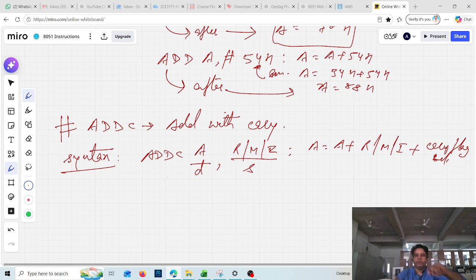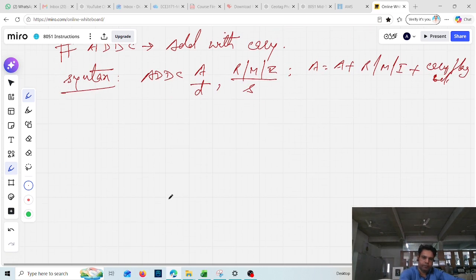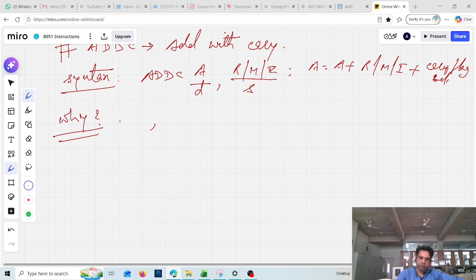Now, why do we need this carry addition? Try to understand this. This ADDC is used basically when you are going to perform a 16-bit addition. For example, suppose that you want to add 16-bit numbers.